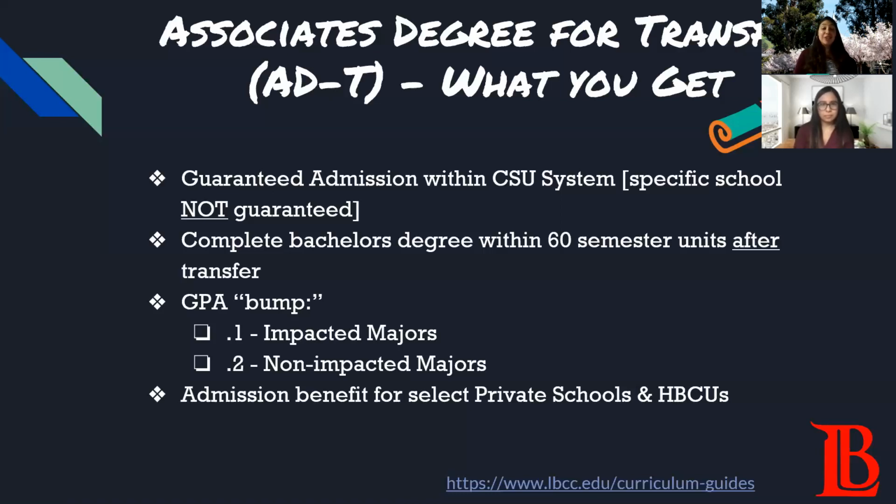Now this one, the GPA bump. You see for impacted majors, it's 0.1. For non-impacted majors, it's 0.2. You might be saying, okay, it's 0.1, 0.2, like that's not a big difference.